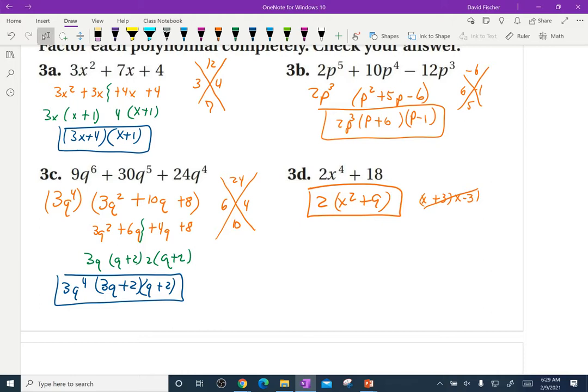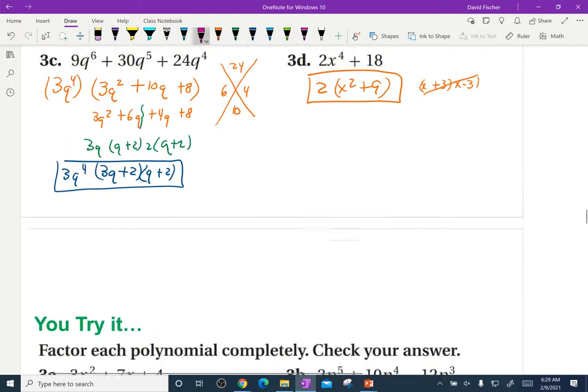This one here I thought might be a perfect square, but the only way I can get my middle two terms to cancel out is if one's a positive and a negative. So because they had a plus sign here, I couldn't think of a way that I could still factor that out and still get back to it.